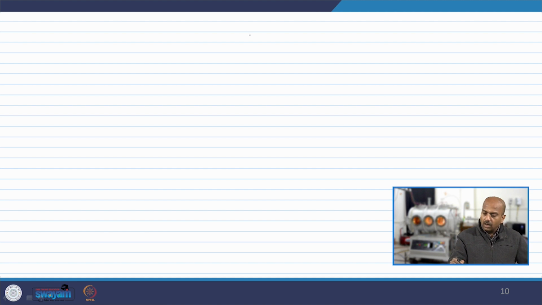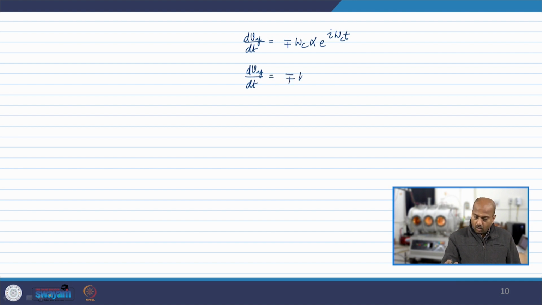Simplifying, dVy by dt becomes minus plus omega c, since i squared is minus 1. So, that multiplied with plus minus gives you a minus plus omega c alpha e to the power of i omega c t, right. Now, from the earlier equations which were taught in the last class, we know that dVy by dt is equal to minus plus omega c Vx. This is the equation we started with in this class, right.